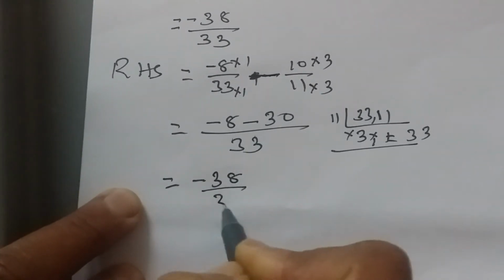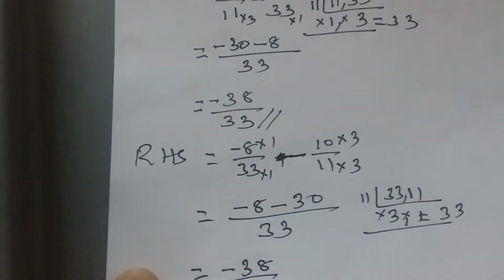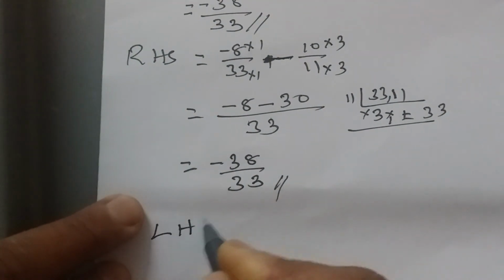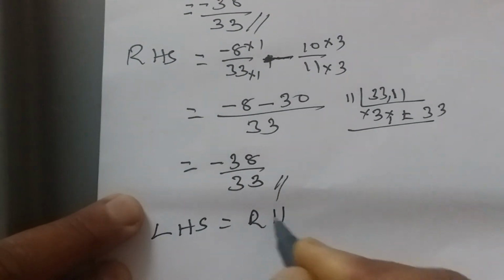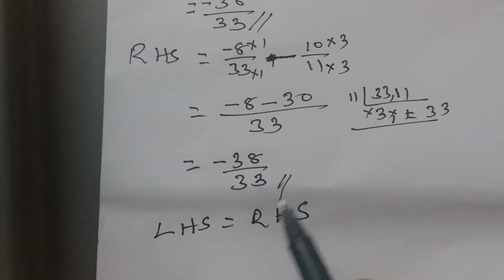Minus 38 by 33. Check LHS: minus 38 by 33. RHS: minus 38 by 33. Therefore, LHS is equal to RHS. What does it mean? The commutative property is true for addition.